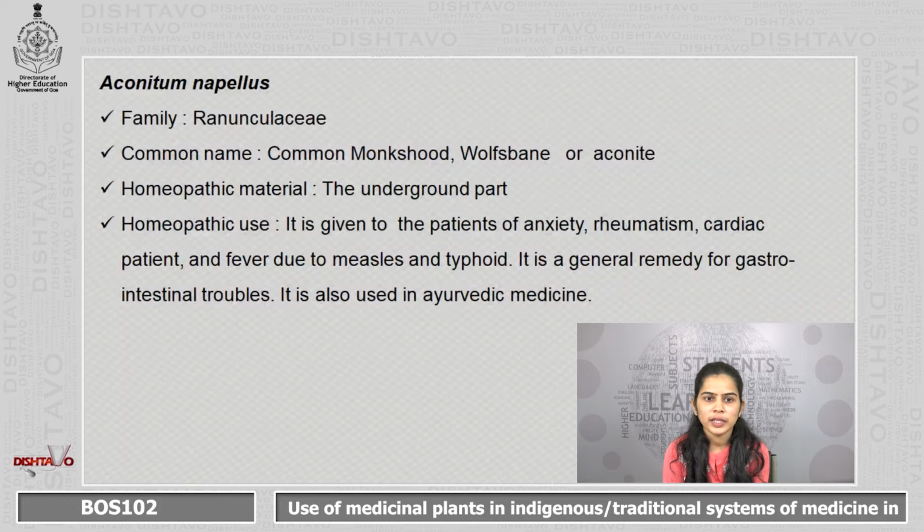Next is Aconitum napellus. It belongs to family Ranunculaceae. Common names are monkshood, wolfsbane or aconite. The homeopathic material used is the underground part. Homeopathic uses: it is mostly given to patients with anxiety, rheumatism, cardiac patients, and fever due to measles and typhoid, etc. It is also a general remedy for gastrointestinal troubles.